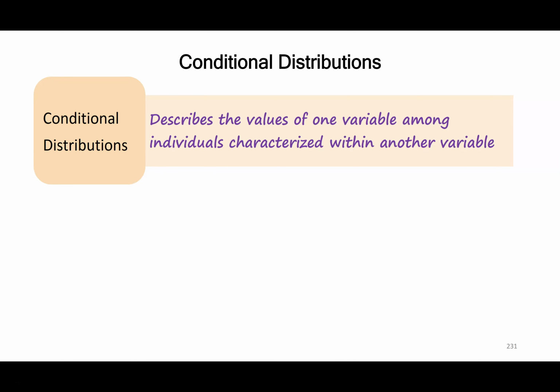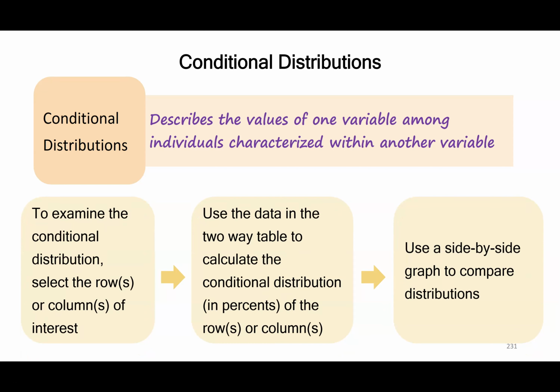So, conditional distribution. These ones are a little bit trickier. It's saying, focusing on a particular value of a variable, what proportion of a second variable am I seeing? So it describes the values of one variable among individuals characterized within another variable. That's a little goofy looking. We'll explain what we mean with an example. You're going to select a row or a column and focus on that. We're not focusing on the total column or the total row now. We're focusing on one of the rows within the table that aren't the totals.